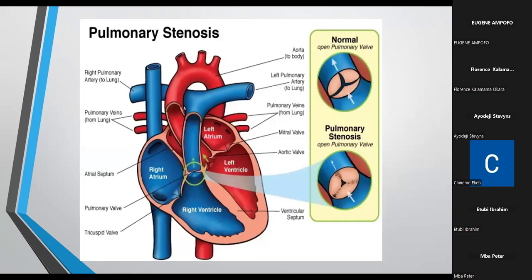So that's the pictorial representation. This is the way it should appear, like the three cusps. But when you have a stenotic valve, you can see the difference in appearance, and this is at the valvular level. Of course, there are different types of pulmonary stenosis. You can have subvalvular, valvular, and also the infundibular type.